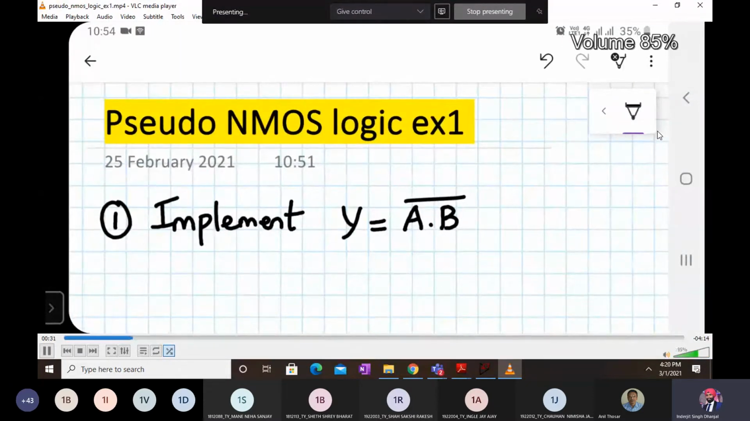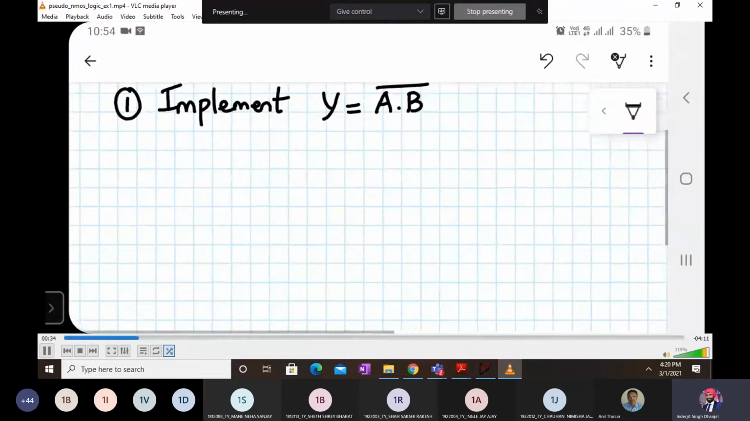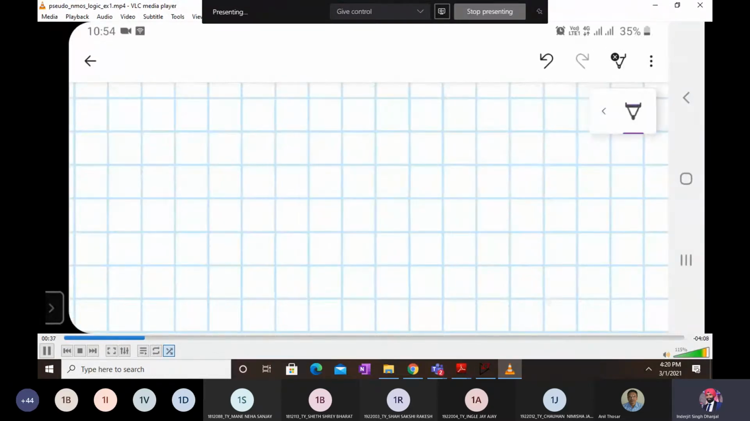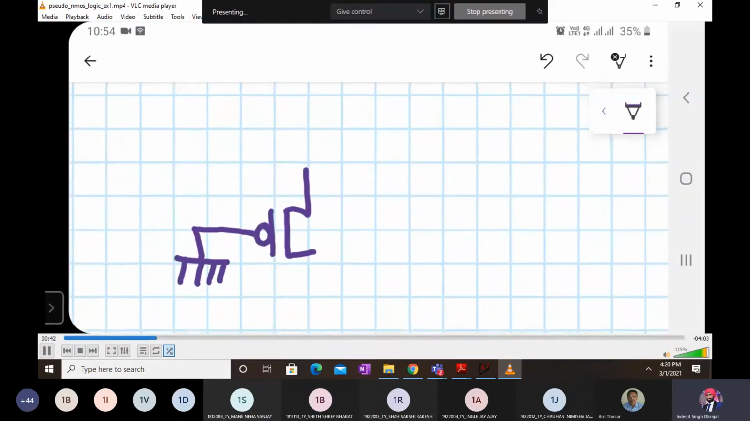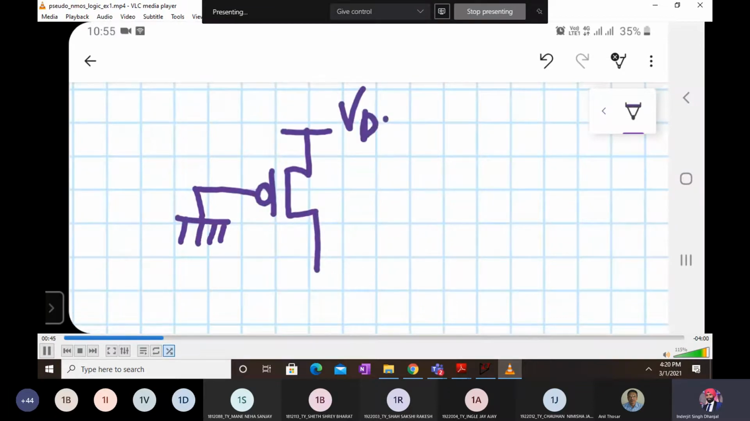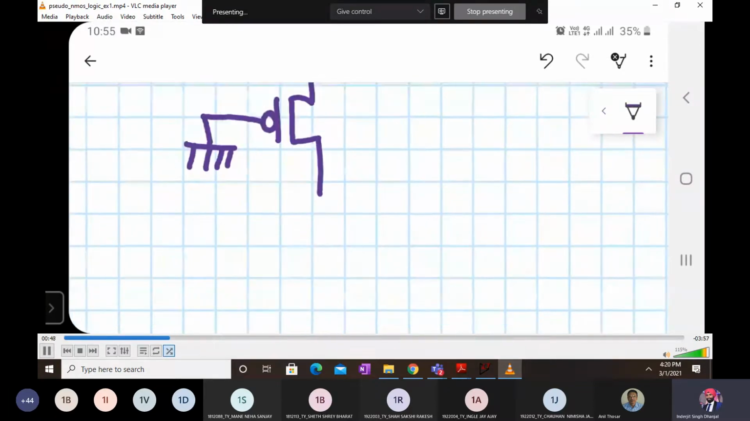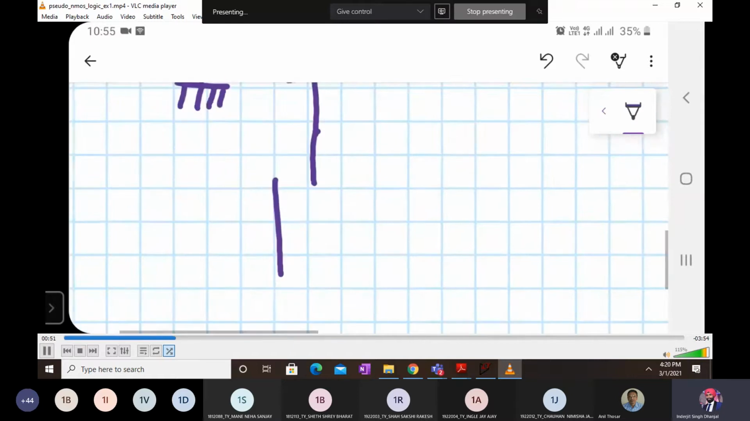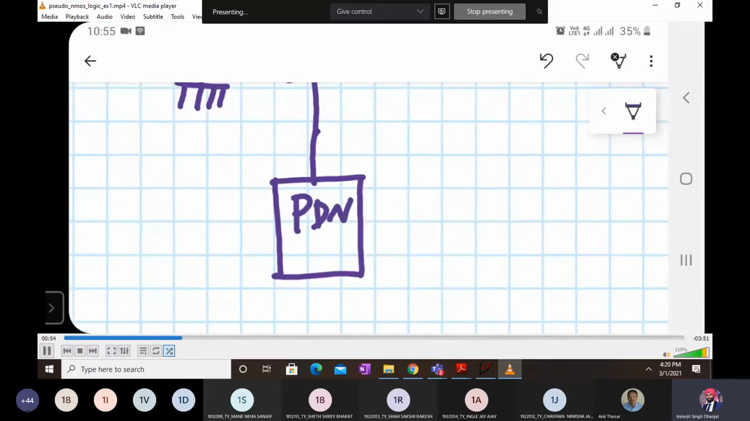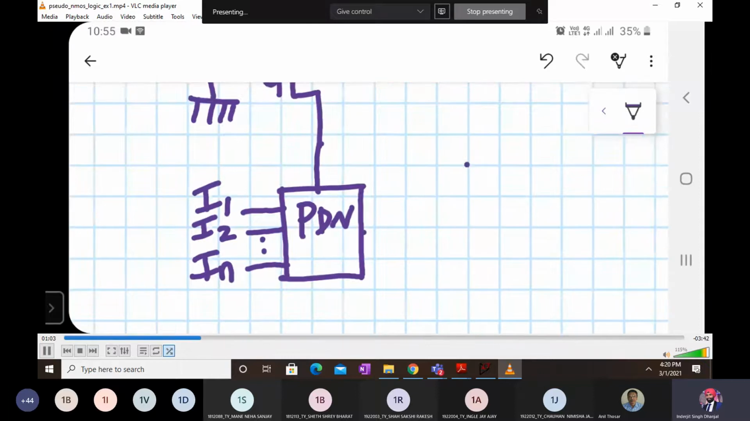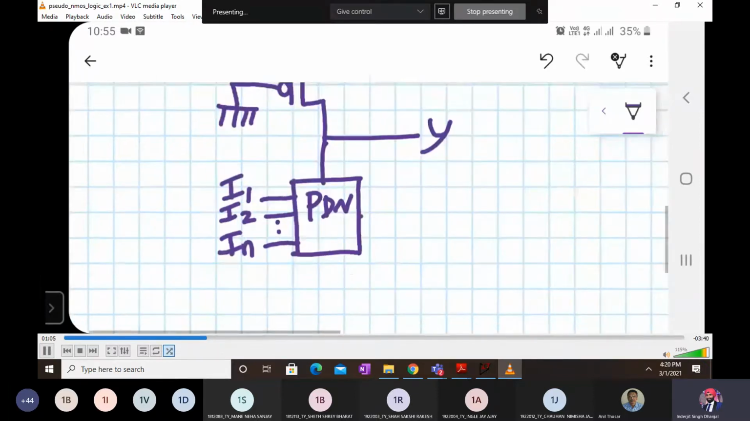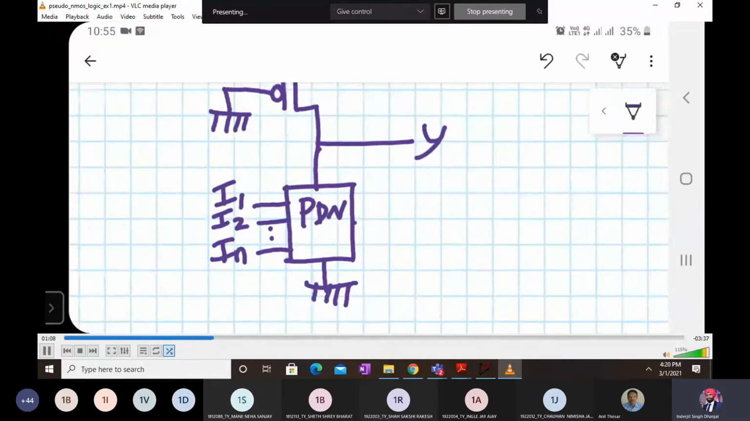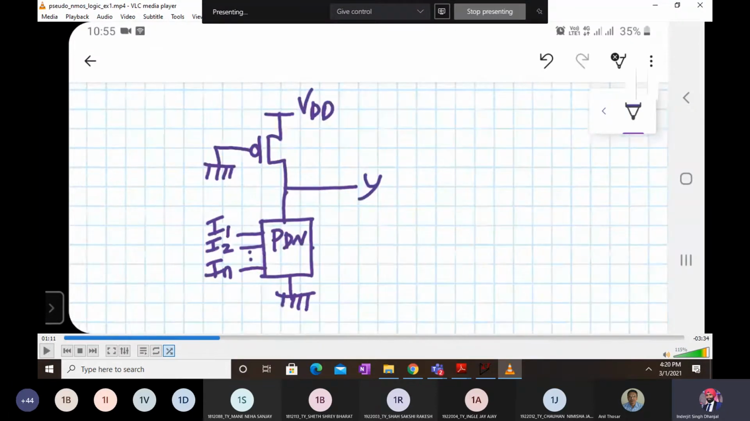So the funda over here is, let me draw the general structure for a pseudo NMOS logic. So a pseudo NMOS logic will look something like this, the general structure. As a pull-up network, you have just a PMOS transistor whose gate terminal is grounded, and this has been connected to VDD. And in the pull-down network, you have your general structure, which will be consisting of I1, I2, a number of inputs. And here we have the output. So your pull down network consists of your NMOS transistors. So this is the general structure of a pseudo NMOS logic.